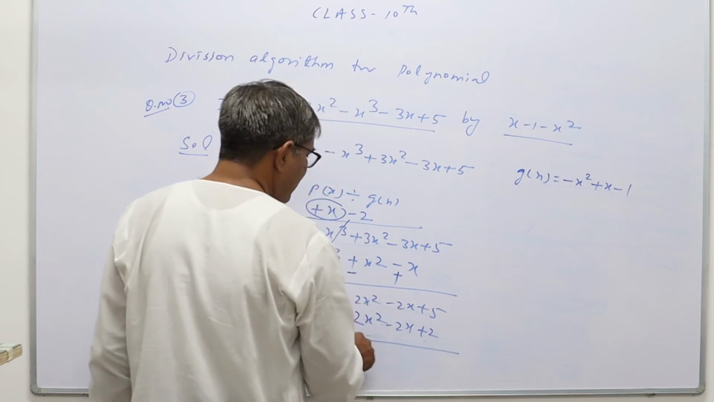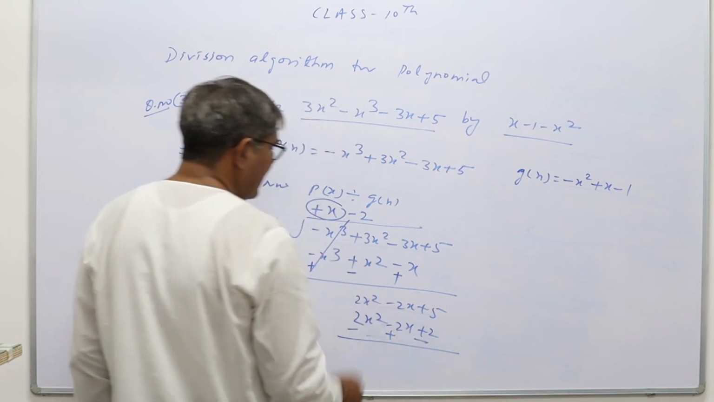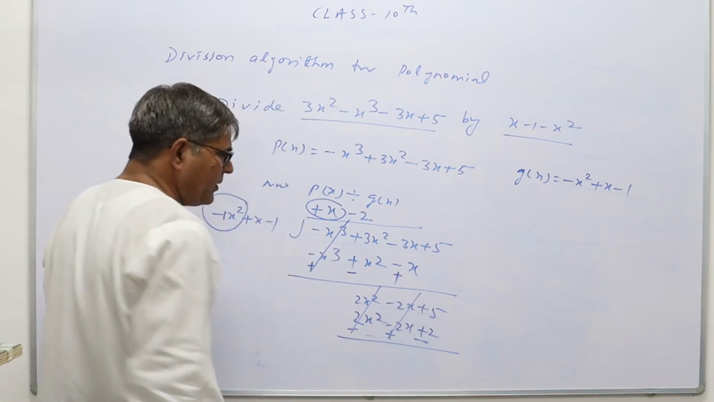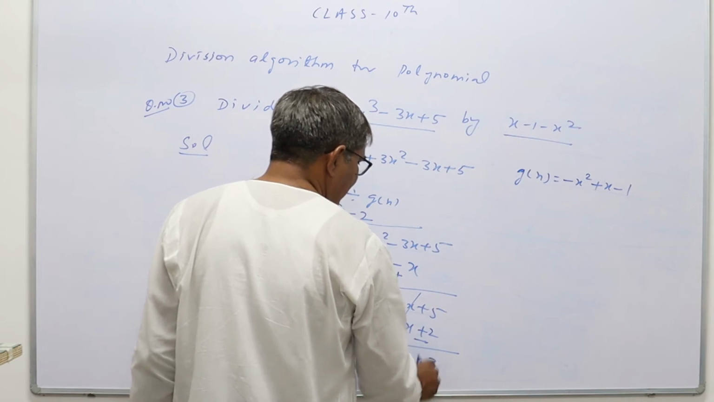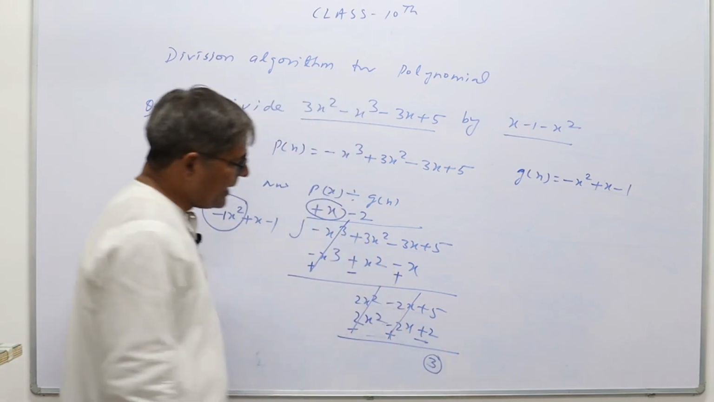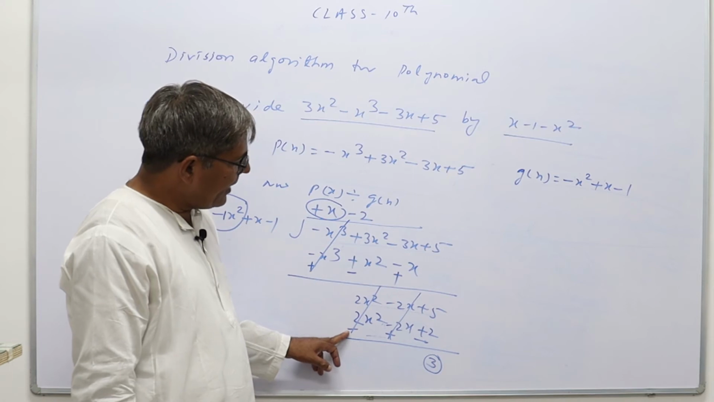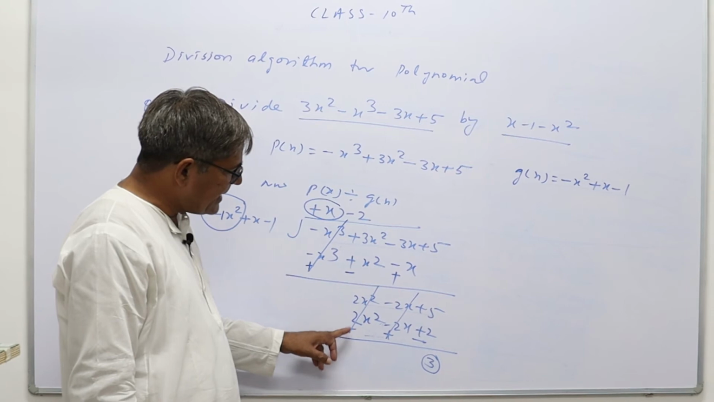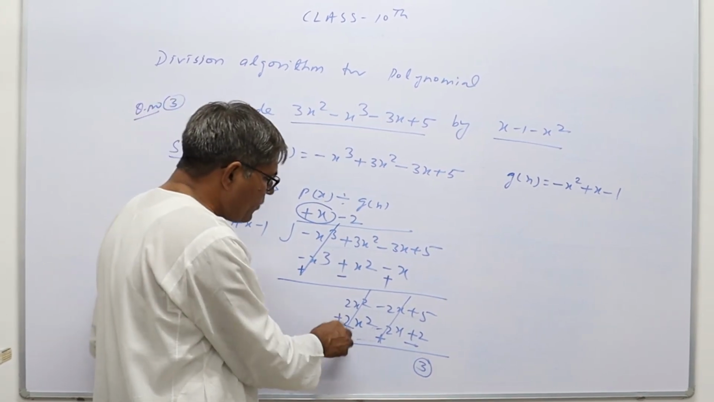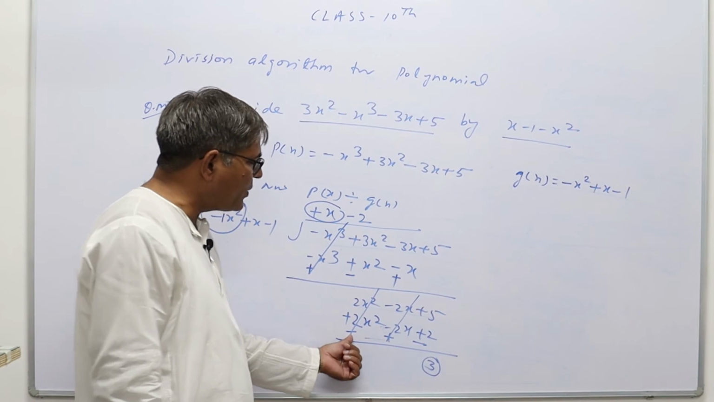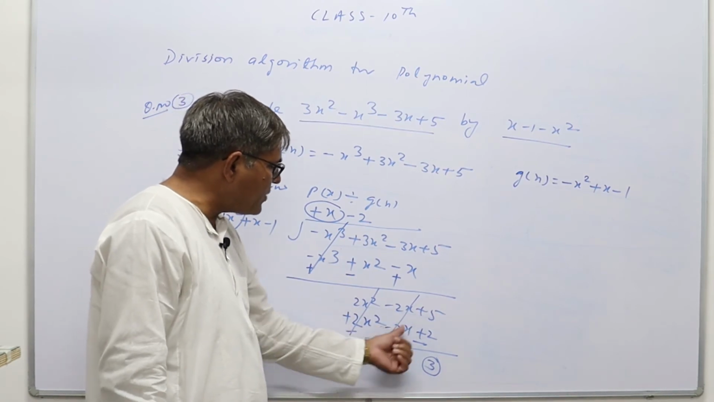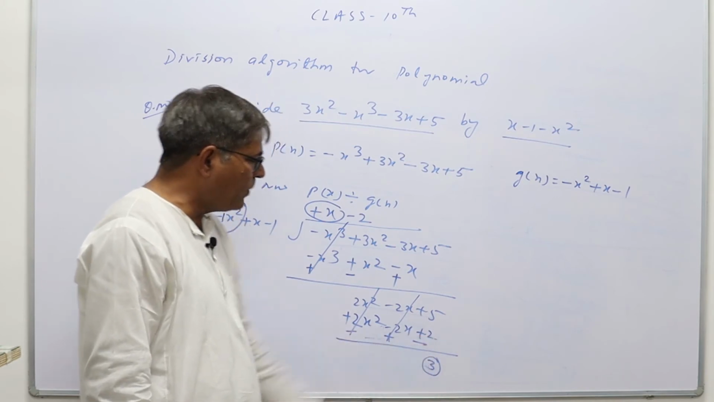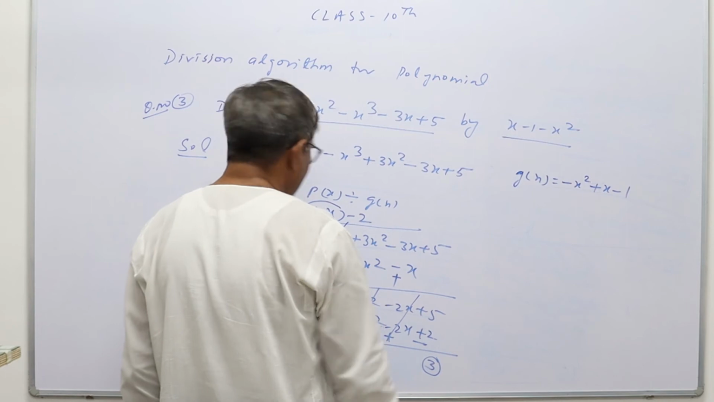Again subtract, so minus, plus and minus. Plus 2x square minus 2x square cancel out, minus 2x plus 2x cancel out, plus 3 minus 2, that is plus 3. So here see, after changing the sign, we will consider the signs of these terms changed. Previously it was plus 2x square, now this term is minus 2x square. Previously this term was minus 2x, now it is plus 2x. Previously it was plus 2, now it is minus 2. So plus 5 minus 2, that is plus 3.